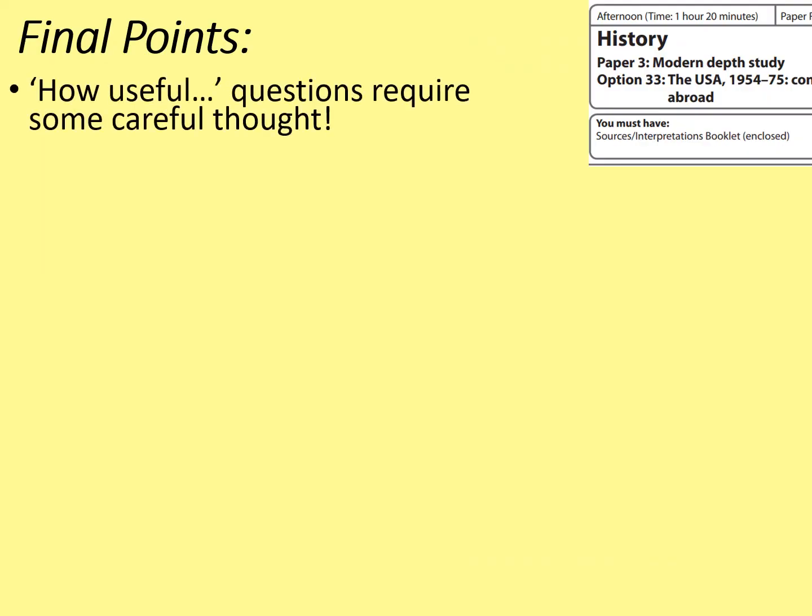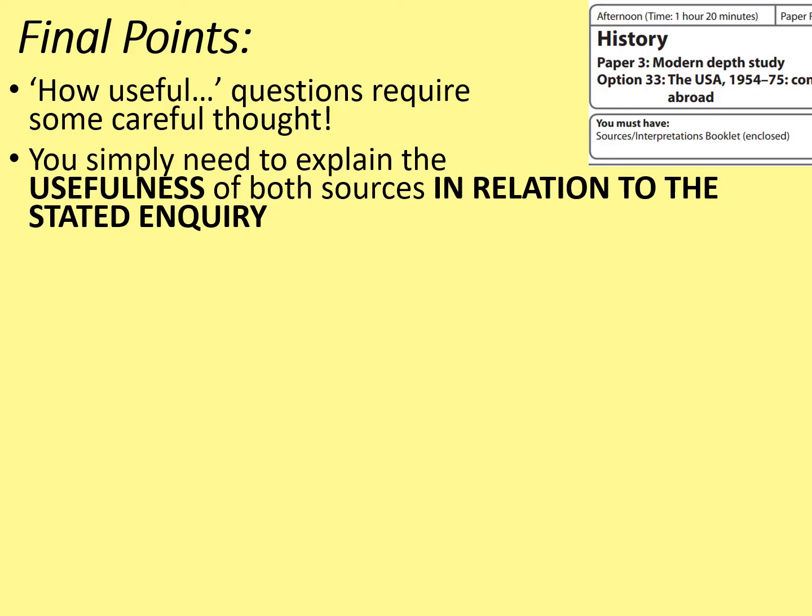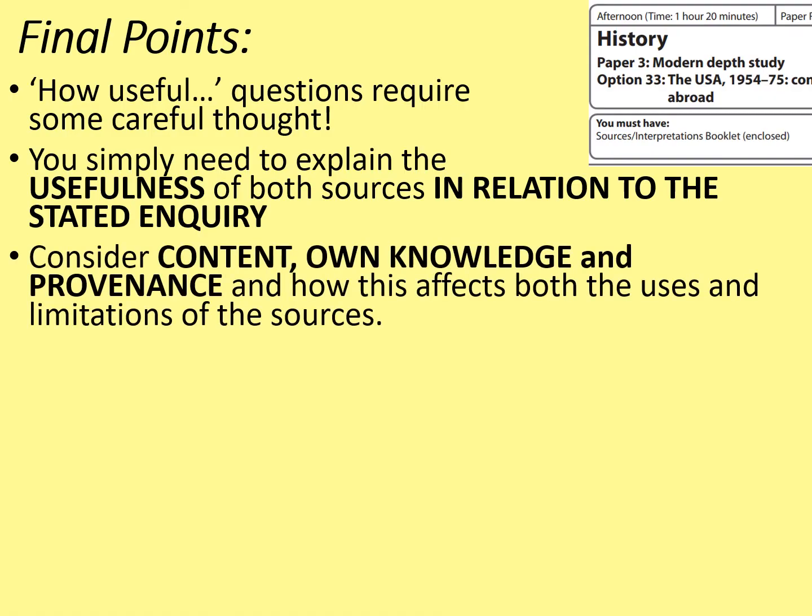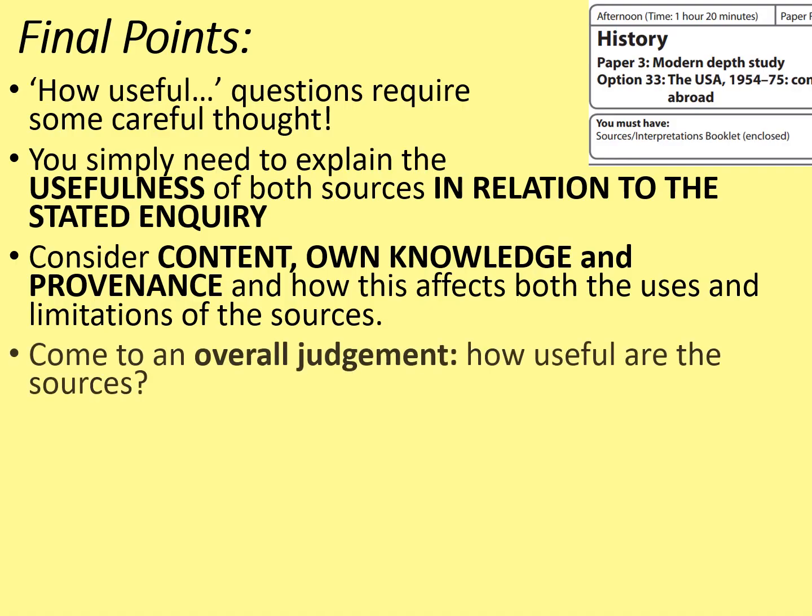Some final points then. How useful questions require some careful thought. You simply need to explain the usefulness of both sources in relation to the stated inquiry, and you've got to keep that in mind. When annotating your sources and dealing with them, consider the content. What information do they give you, and is that relevant and is that useful? Your own knowledge. Does this challenge what is said in the source, or does it back it up? And the provenance. How does its origin, its use, its purpose, its author, and when it was created affect both the uses and limitations of the sources you're studying?